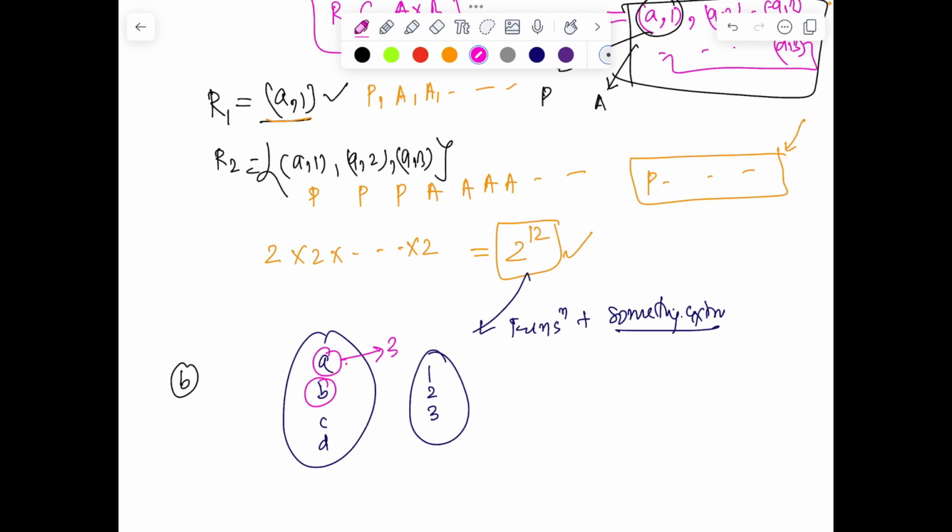What about B? B is also free to go to 1, right? So maybe A, B, C, D, all of them can go to 1, so that's also a valid function. So B is also having 3 choices. What about C?